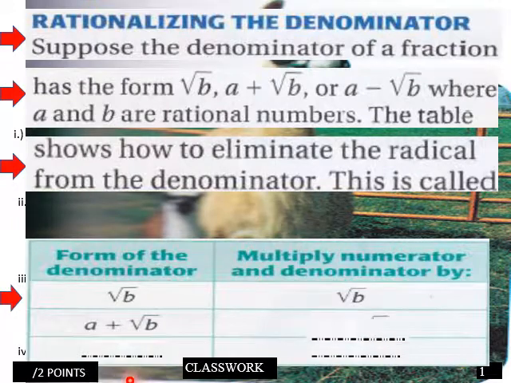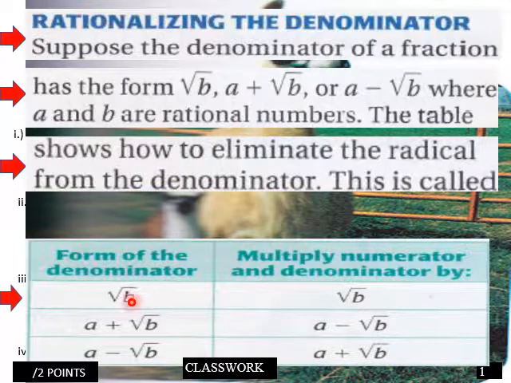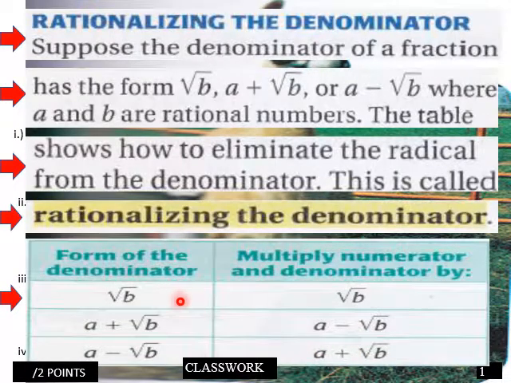These are forms of the denominator, and you multiply numerator and denominator by square root of b. So if you have a square root of b in your denominator, multiply numerator and denominator by square root of b, and in this situation here in your denominator, multiply by this. You have this in your denominator, multiply by this to get rid of your radical in your denominator. It is called rationalizing the denominator when you do these operations here.